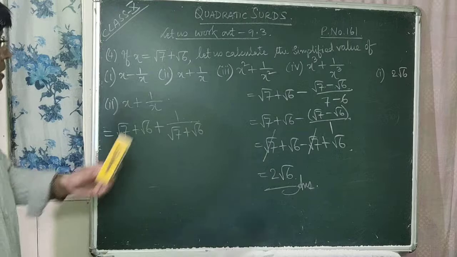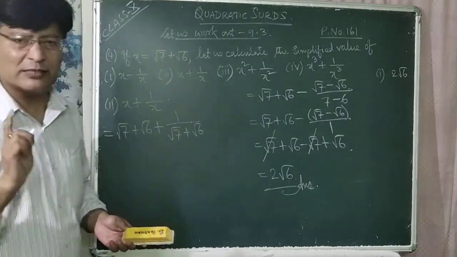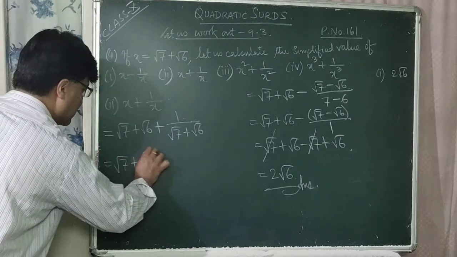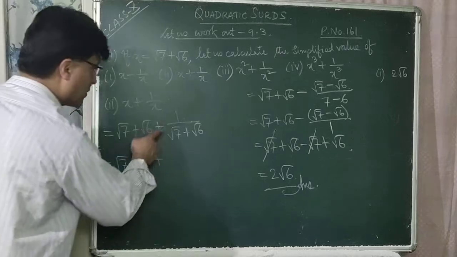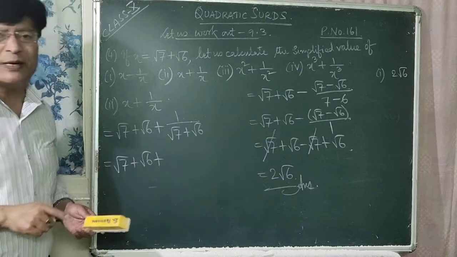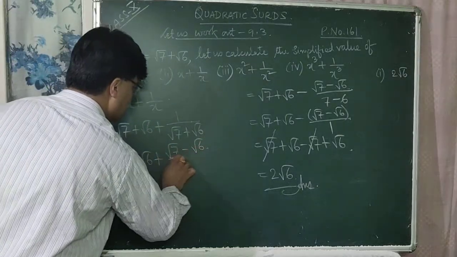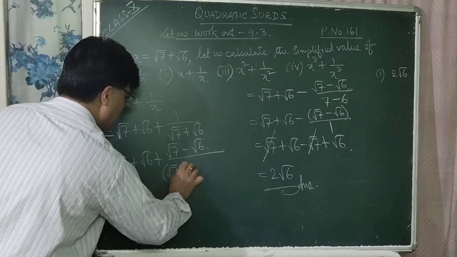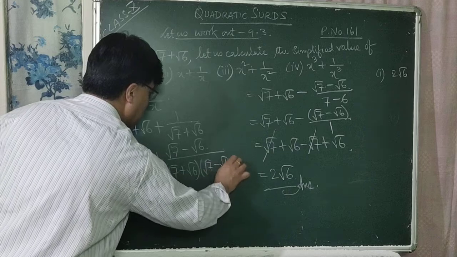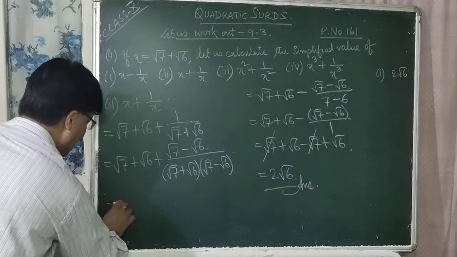Is that clear? Now here also let us simplify the third term. That means rationalize the denominator in this case also. Now you know how to rationalize it, isn't it? Root 7 plus root 6 plus. Now in both the numerator and the denominator, by which expression will you multiply them? It is root 7 minus root 6, divided by root 7 plus root 6 into root 7 minus root 6. Is that clear? So let us simplify it.